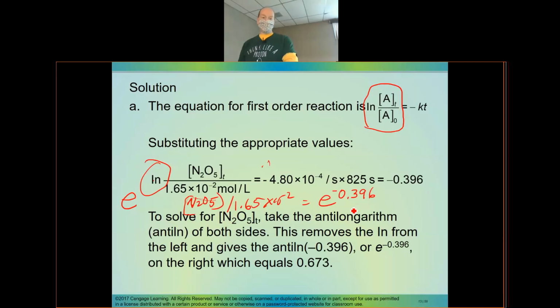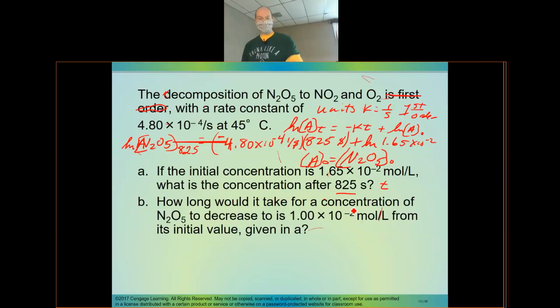All right, the next question was, how long would it take for a concentration of N2O5 to decrease to 1 times 10 to the minus 2 from an initial value given? So we still have our initial value of 1.65 times 10 to the minus 2. All right, so this time they don't give us a time, they give us the concentration after some time.